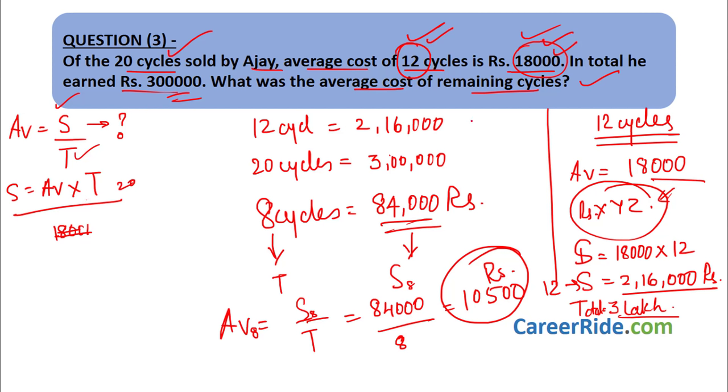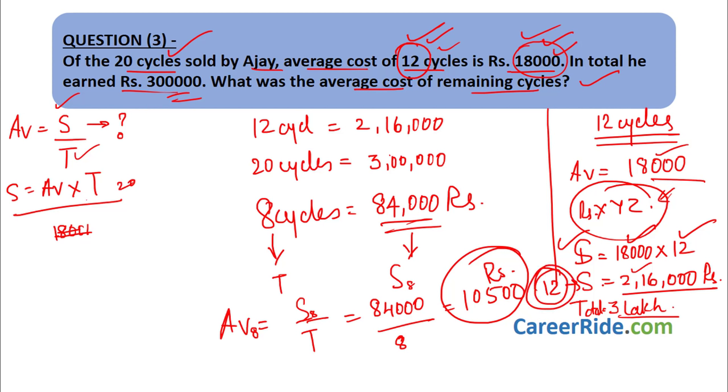We know that for 12 cycles the average price is 18,000, right? So how much total money did Ajay earn through these 12 cycles? Very easily we can calculate. Total sum is nothing but average into total number of cycles. Average is 18,000, total number of cycles is 12. So Ajay earns 216,000 from 12 cycles.